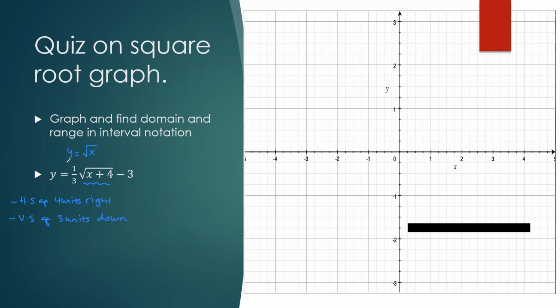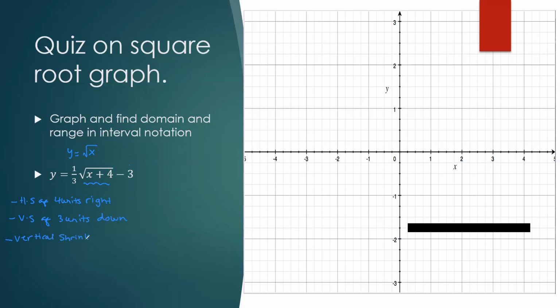And then what is this 1/3? It's a constant and it's outside. 1/3 is technically less than 1, right? 1/3 is about 0.3, so it's less than 1. So what that means is it's a vertical shrink. Okay, so how are we going to do this?